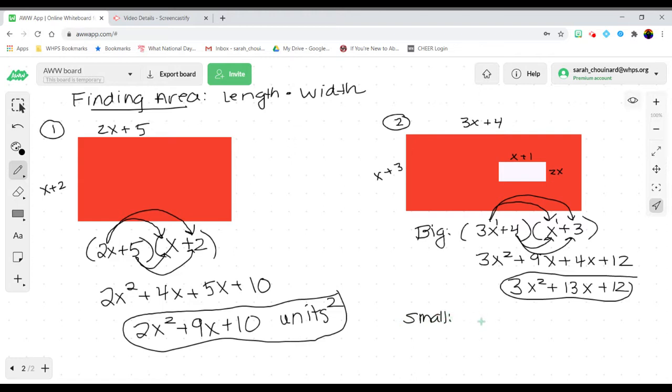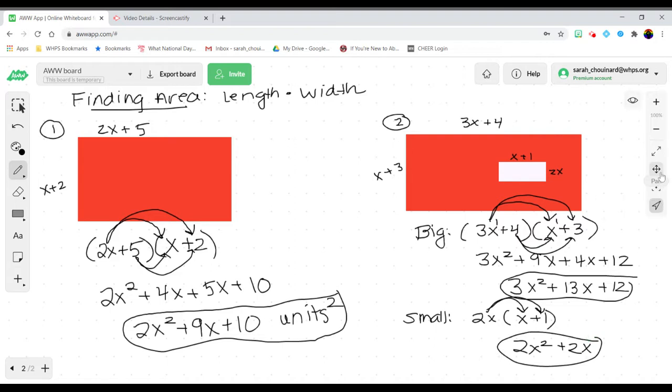That's my big. And then let's find our small. So length times width. I like to put the monomial first. So I'm going to do 2x times x plus 1. Order doesn't matter when you're multiplying. Then I'm going to distribute, because whenever it's a monomial times a polynomial, you just distribute. So that's 2x squared. 2x times 1 is 2x. So that's my area of the small.